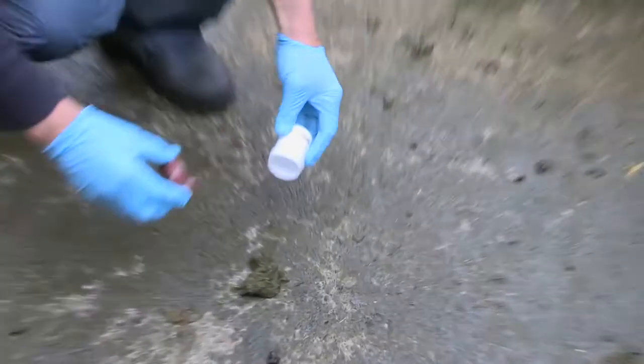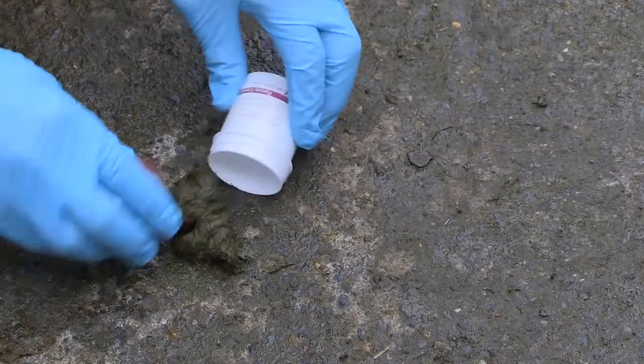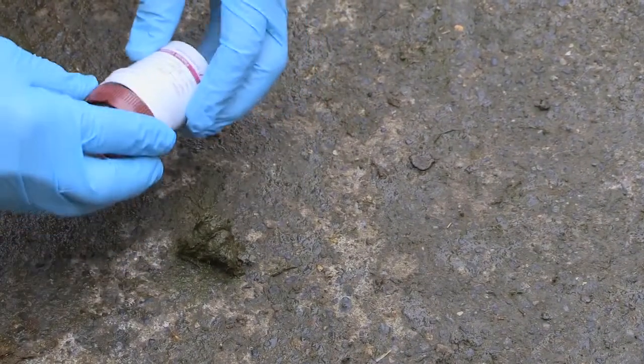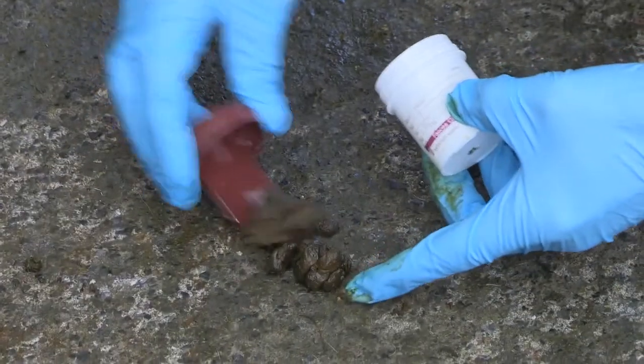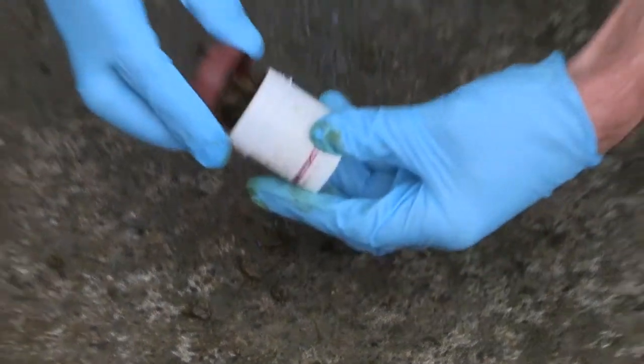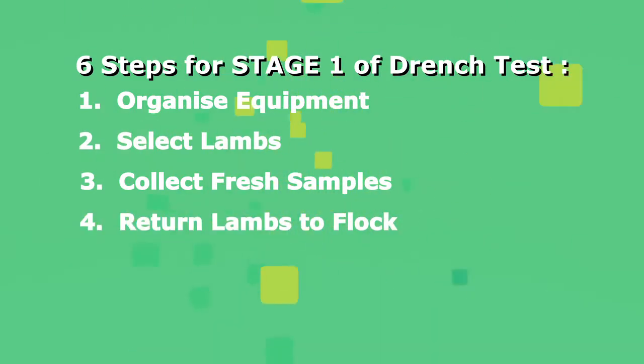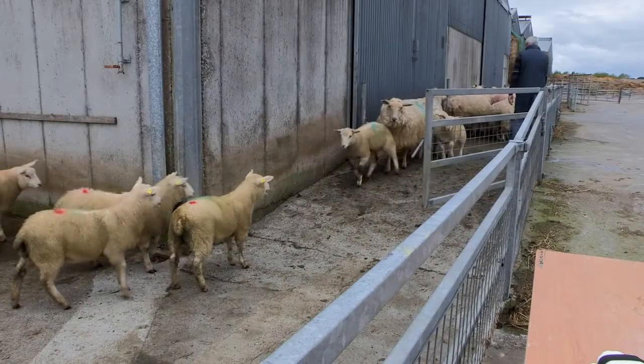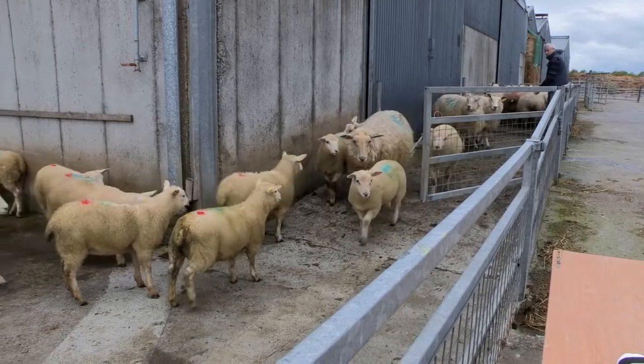Using gloves, collect fresh fecal samples from at least 10 separate fresh fecal deposits and place them in 10 separate containers. Once again, make sure to collect more than a teaspoonful of faeces, but do not overfill the containers. Remove the 15 lambs from the pen and return them to the remainder of the flock.